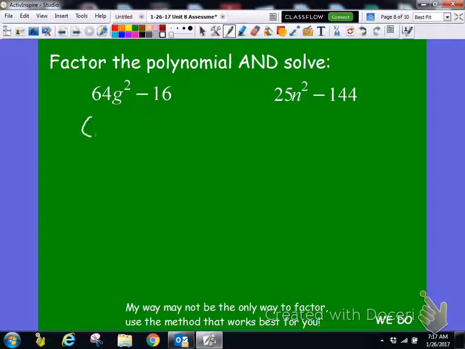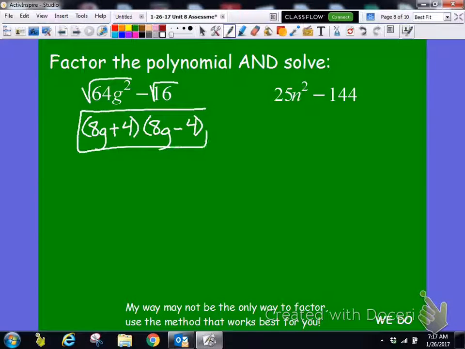I'm going to go ahead and open up my parentheses. And I'm going to take the square root of my first term. The square root of 64 is 8, and the square root of g squared is just g. Then I'm going to take the square root of my second term. The square root of 16 I know is 4. Now the most important part here is I have to make one factor plus and one factor minus. So one addition, one subtraction. And now I'm done factoring.